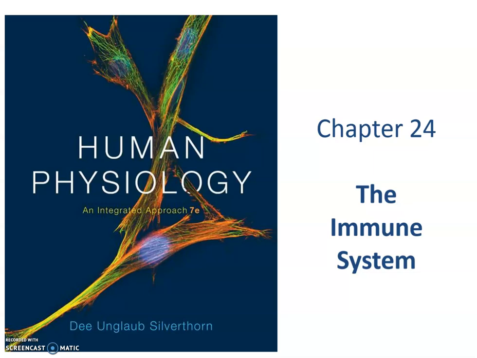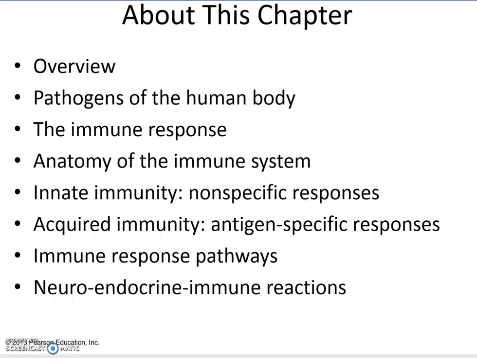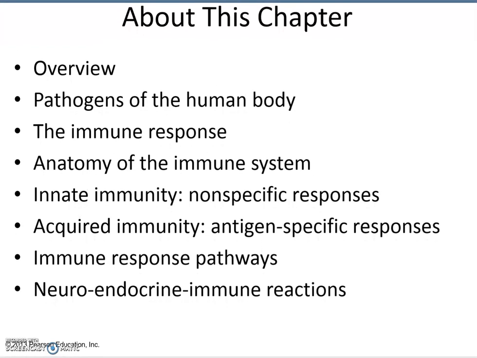Our next topic is the immune system. And so here we're going to do first sort of an overview of how the immune system works. We're going to take a look at pathogens and how they affect the human body, how your body responds, so the immune response. We're going to also take a look at the parts of the immune system, so the anatomy, and then how your immune system actually then works, so the physiology of it.